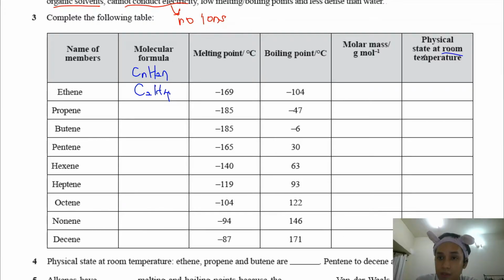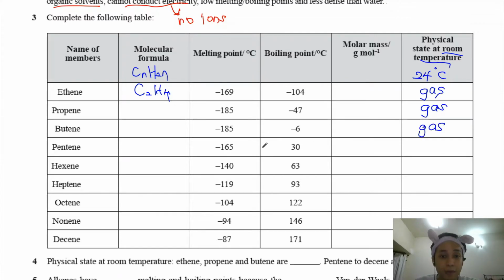Remember the temperature is 24 degrees Celsius. So we need to look at the melting point and boiling point to know the state of the particular molecules at 24 degrees Celsius. So we just compare. For ethene, 24 degrees Celsius is already above the boiling point, so ethene has already become gas. If we look at propene and butene, it's also the same case because 24 degrees Celsius is already above the boiling point, so they have already become gas.